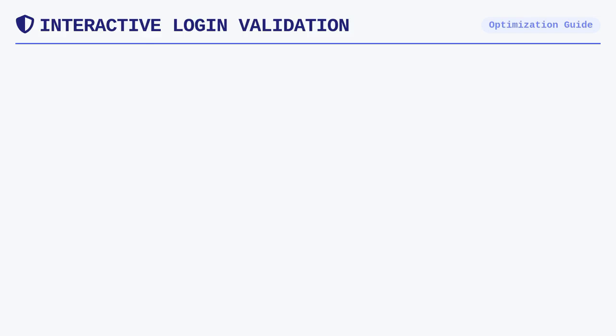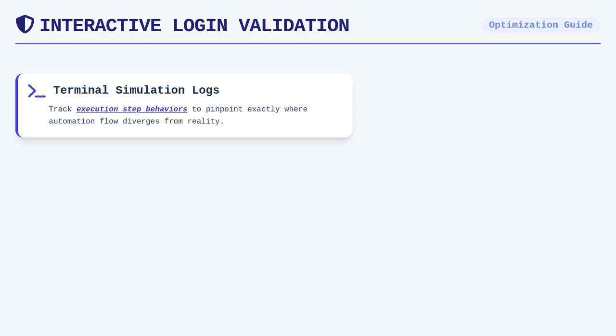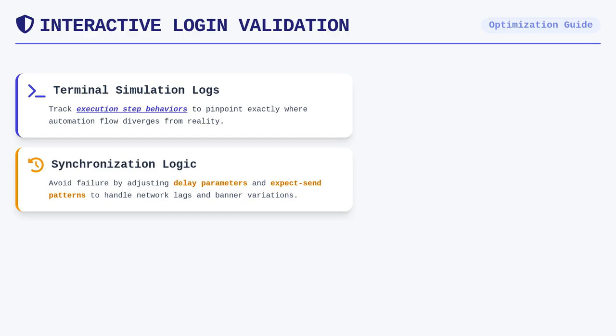Testing interactive login sequences remains the most effective way to validate your plugins and platform behaviors. By tracking execution step behaviors through terminal simulation logs, you can observe exactly where the automation flow diverges from reality. If the system expects a specific prompt that the target does not provide, the plugin will invariably fail due to a synchronization mismatch. You may need to adjust the delay parameters or the expect SYN patterns within the platform configuration to accommodate slower network response times or varying banner messages.